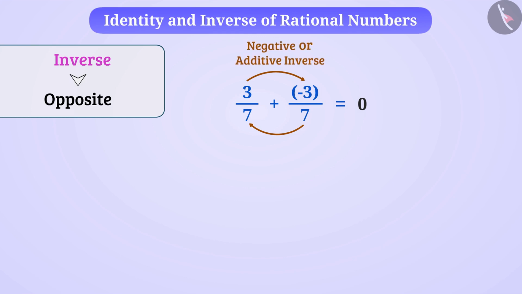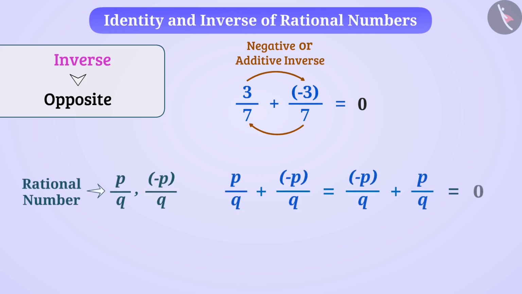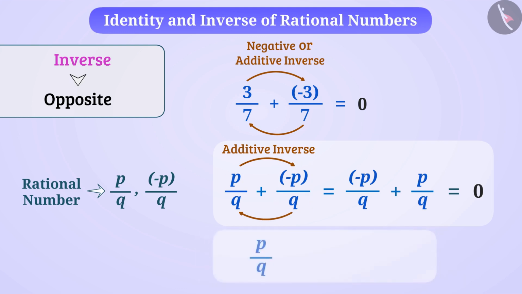To summarize, if the addition of any two numbers is 0, then these two numbers are additive inverse of each other. Like here, the rational number minus p by q is the additive inverse of the rational number p by q. Similarly, the rational number p by q is the additive inverse of minus p by q. The negative or additive inverse of a rational number is obtained by multiplying by minus 1, meaning changing the sign of the rational number.